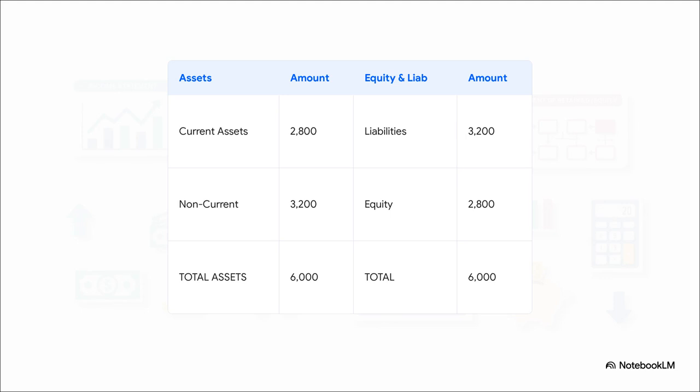Looking at the bottom line, their total assets sit at 6,000 million VND, and their total equity and liabilities perfectly match that at 6,000 million. But what's really key here for your own analytical skills is their equity ratio. With equity at 2,800 out of that 6,000, they're rocking a healthy 46.7% equity ratio. That indicates a really solid level of financial independence.